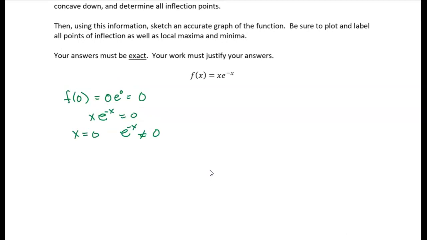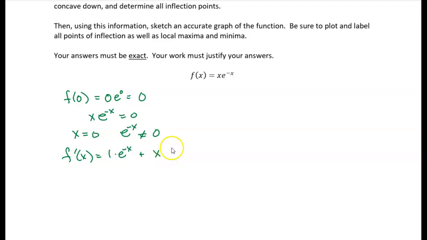Now we want to find what else? We want to find the critical points, which means we need to take the derivative of this function. The derivative requires the product rule, because we have two things multiplied by each other: x and e to the minus x. So the derivative of f of x is going to be the derivative of the first, where we call the first x and the second e to the minus x. The derivative of x is just 1, times the second, plus the first, which is just x, times the derivative of the second.